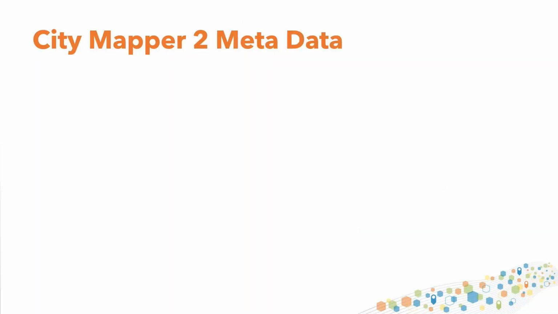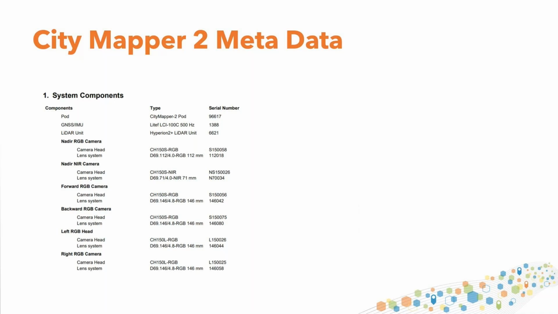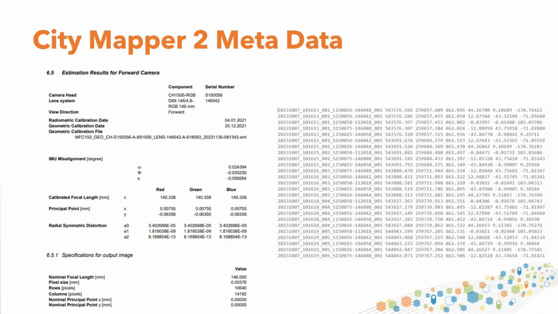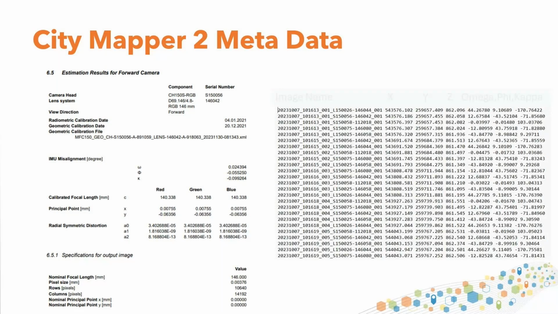So we'll jump into the metadata. Obviously we've got the image, but how do we use all the metadata to calculate where the images are located? With the imagery comes a report. We've got the serial numbers for the cameras, and we've also got the specifications for the output images, so nominal focal length, pixel size, rows, columns, etc. And this is all used alongside the image names, the X, Y, Z, omega, phi, and kappa to reconstruct everything going forward in Reality Studio.